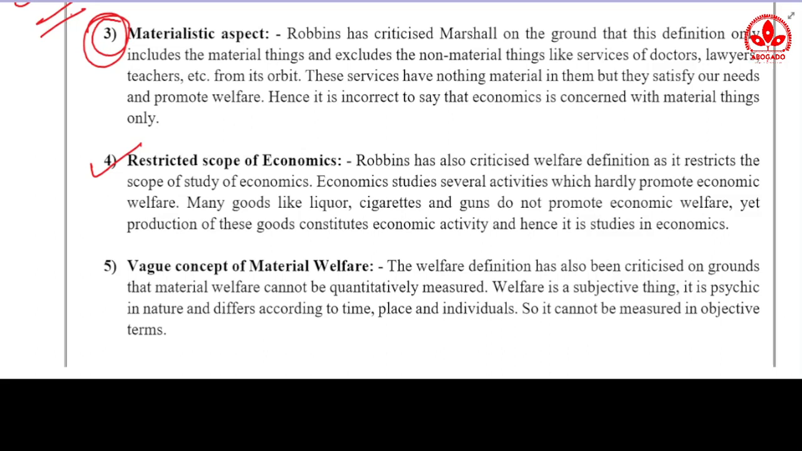Like if we talk about liquor or cigarettes, these things have an economic aspect in them. These things are also a part of the economy. These things are also studied under economics, but do these things promote economic welfare or the economic well-being of the people? The answer is no. These things have nothing to do with the economic welfare of the people, but still they are studied in economics. So this is a drawback of the welfare definition also. Although the welfare definition gave a broader view, this view is also not sufficient.